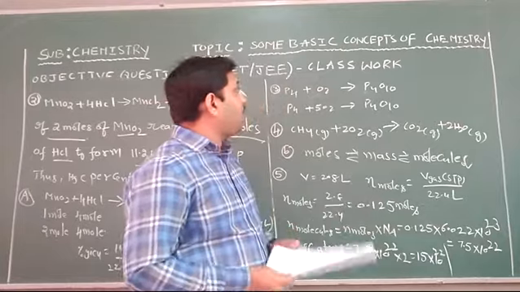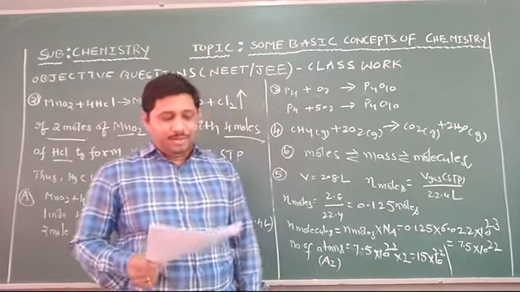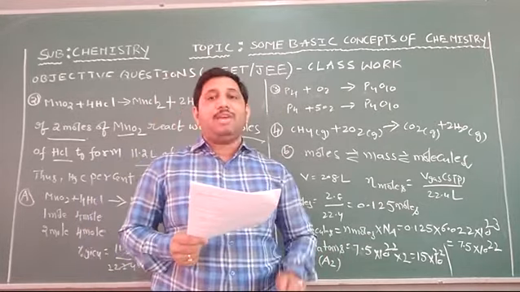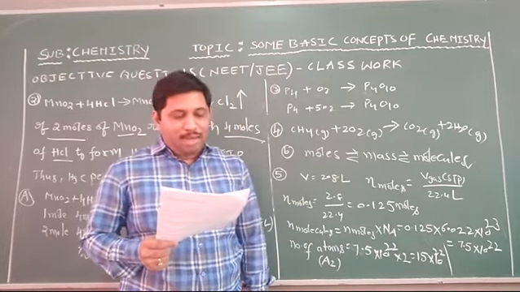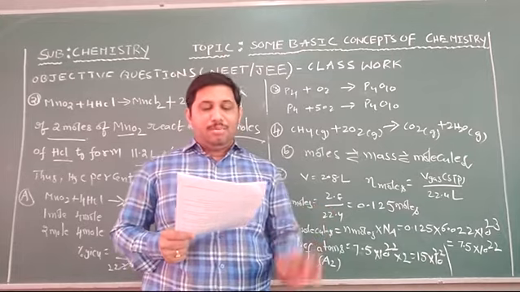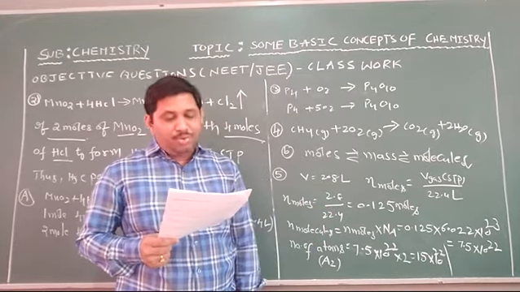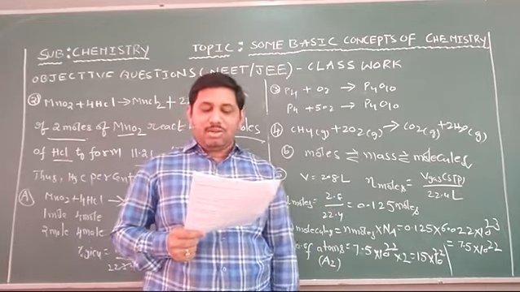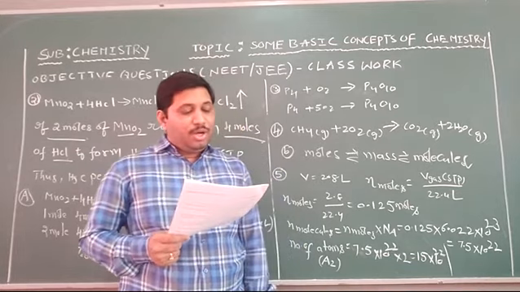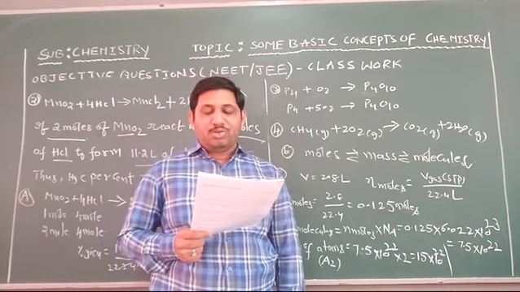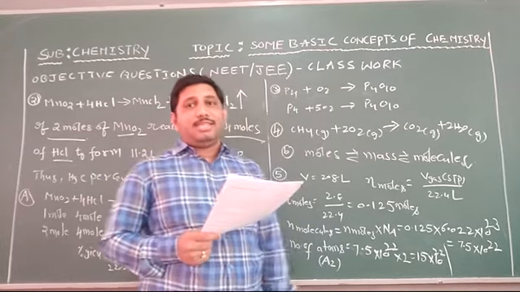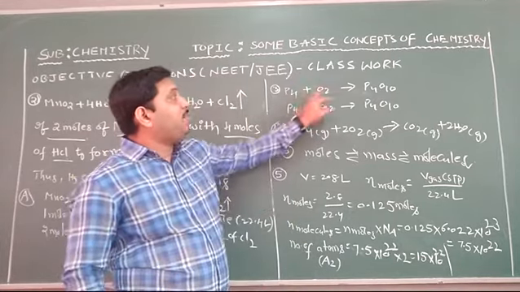Next question, student. Question number 3. Very easy question. Which of the following equations is unbalanced? First one is 4Fe plus 3O2 gives 2Fe2O3. Second, 2 moles of magnesium plus oxygen gives 2 MgO. Third, P4 plus O2 gives P4O10. Fourth, CH4 plus 2O2 gives CO2 plus 2H2O. It is trial and error, student.